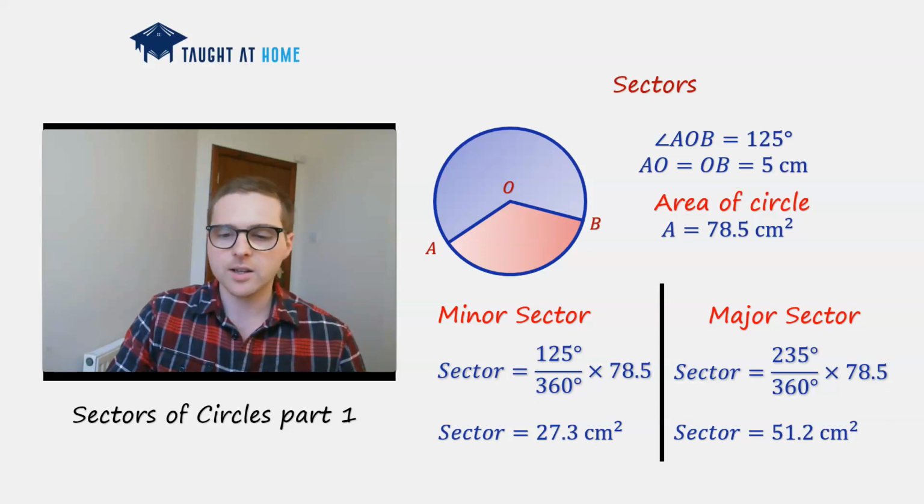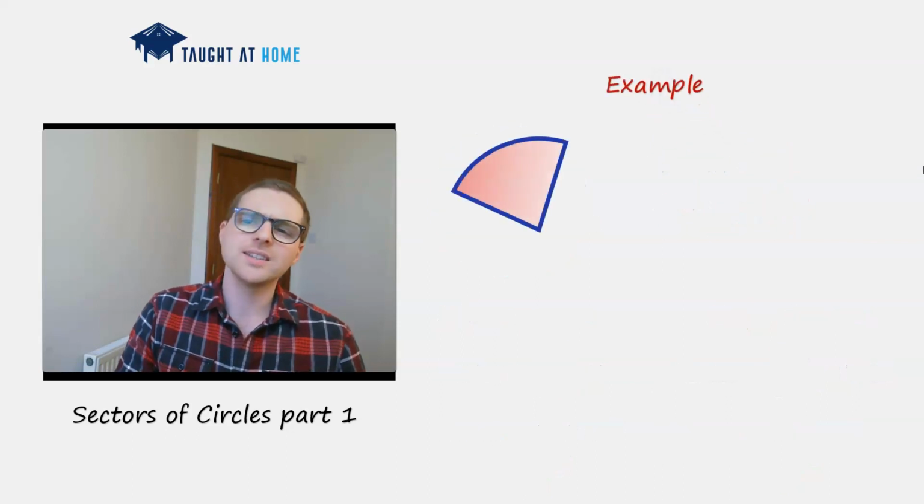We know this is right because if you add these two up, what you'll be given is 78.5, because both sectors added up give the total area of the circle. So we know those are both correct. Let's go ahead and have another example.